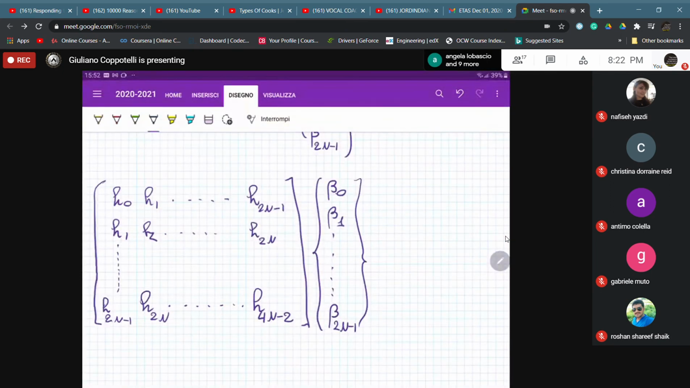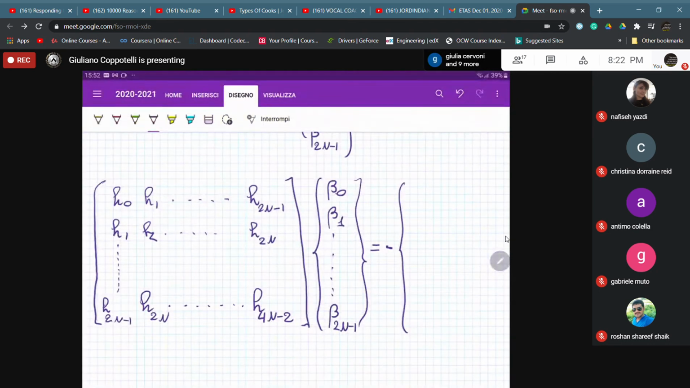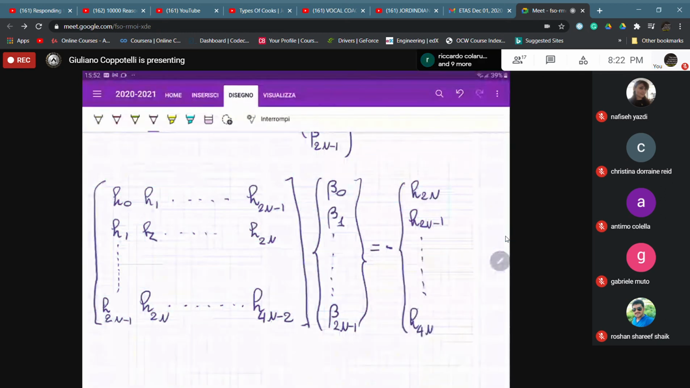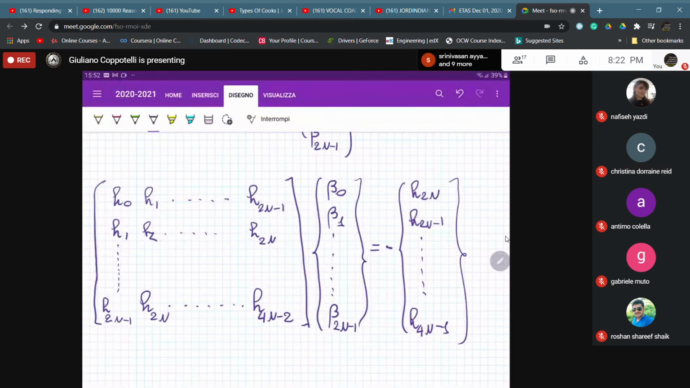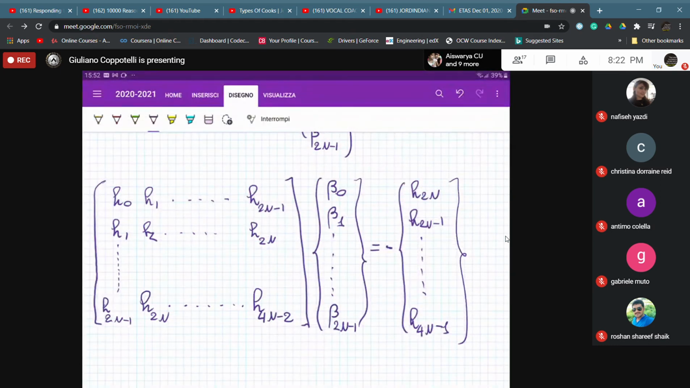And that is equal to negative H2n, H2n negative 1, up to the last one, H4n negative 1. Okay, please note the coefficients in the square parentheses, that is the matrix of H, is a matrix of known quantities because they represent the impulse response functions at different time instants that are all known, because we had information of the FRF.